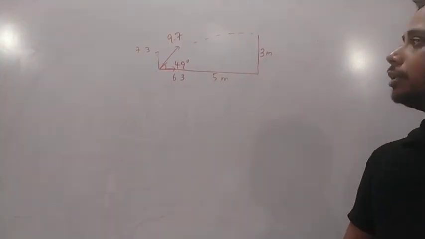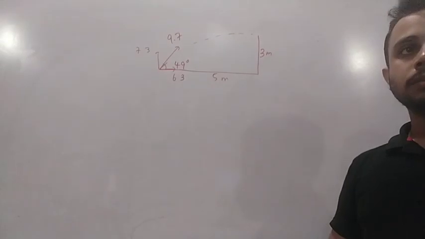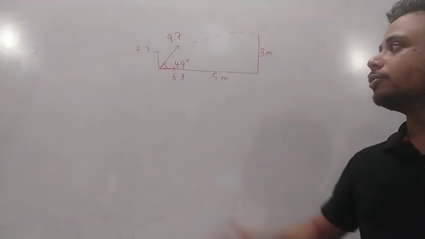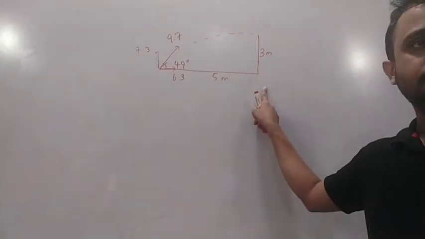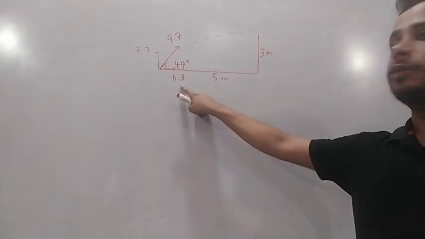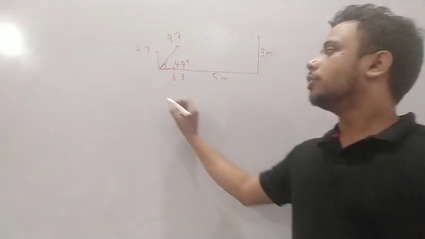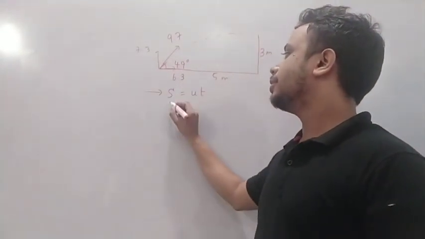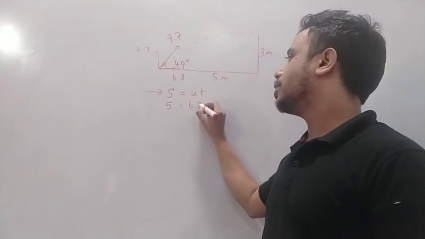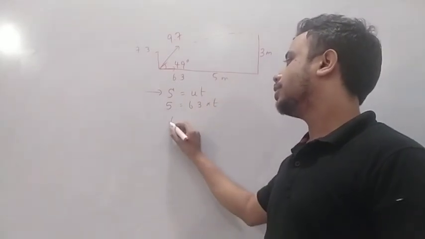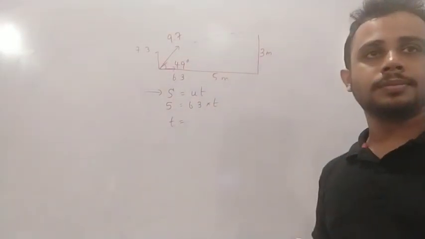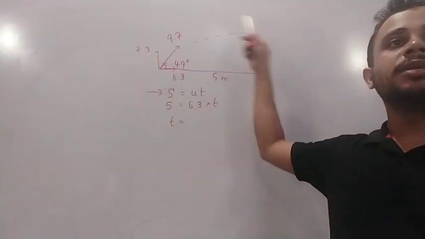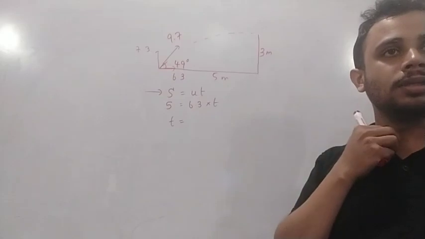Now you can do it several ways, depending on the information you have. The easiest way is this: we know the horizontal distance, and we know the horizontal velocity. So if you consider horizontal motion, distance equals ut. The distance is 5, the velocity is 6.3 times t. What is t? This is for the horizontal motion, from there to there, meaning when it reaches the wall.